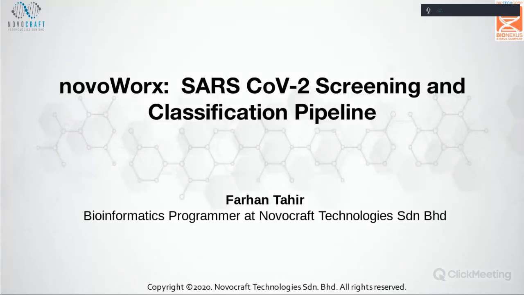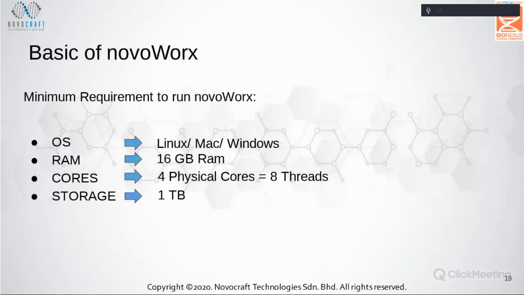I will continue our session on the SARS-CoV-2 screening and classification pipeline in novoWorx. Before I go further, I would like to touch a little on the basics of novoWorx, which is the platform on which we run this pipeline. For your information, the minimum requirements to run novoWorx are a PC with at least 16 GB RAM, 4 physical cores with a total of 8 threads, and a 1 TB storage hard drive. It depends on the total size of your input and output generated.